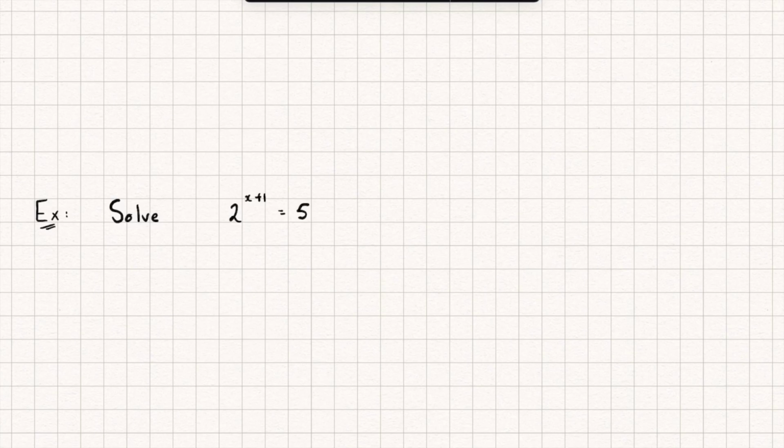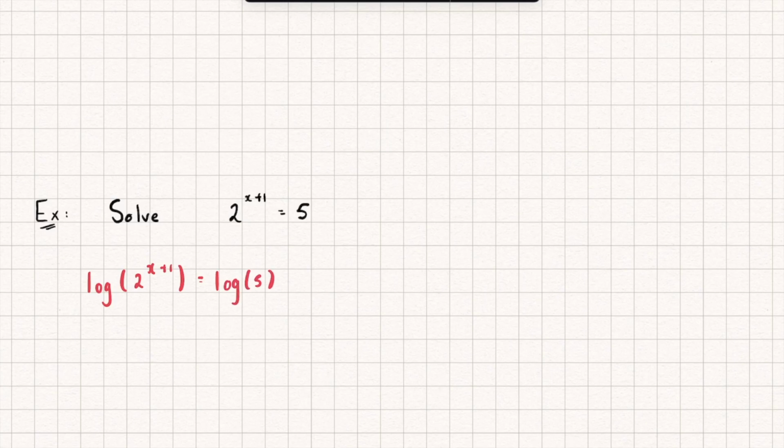Now, you might initially be thinking, well, which base should we use? To start off with, I'm going to use logarithms base 10, and then I'm going to show you another base that you may prefer to use. So let's answer it using logarithms base 10. Let's take logs of both sides. So we have log of 2 to the power of x plus 1 equals log of 5.